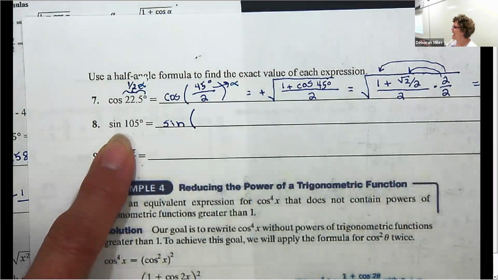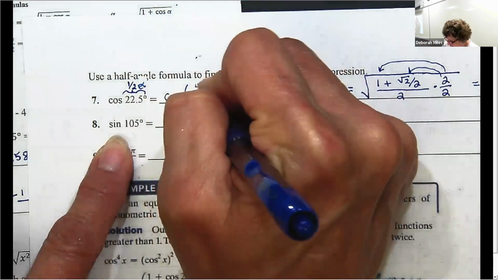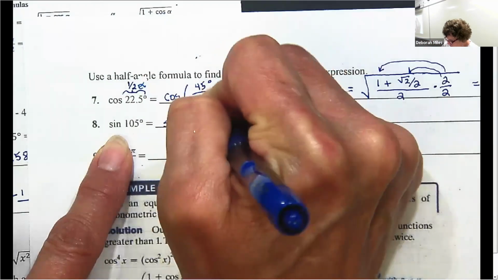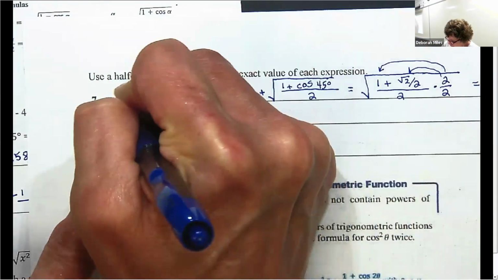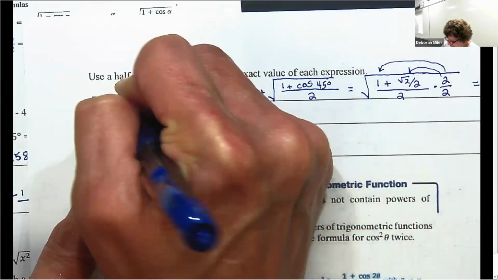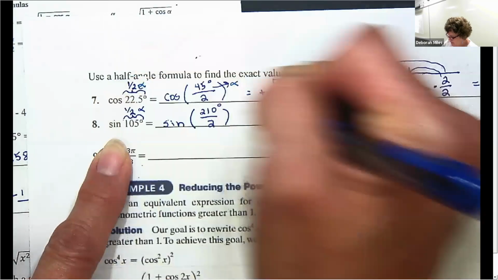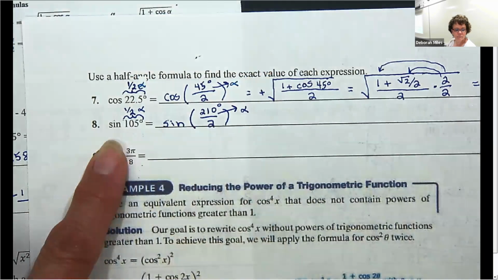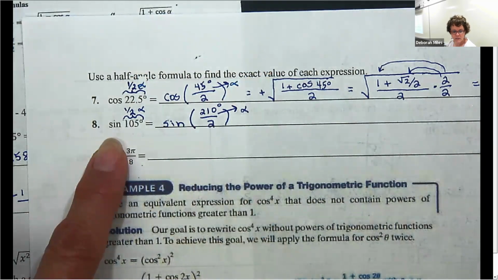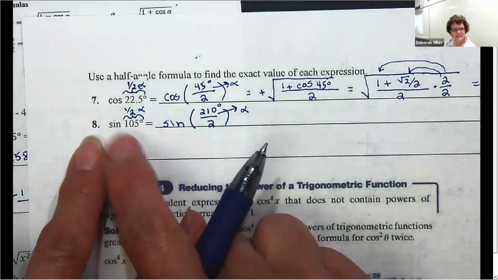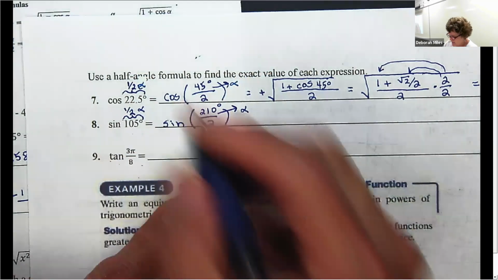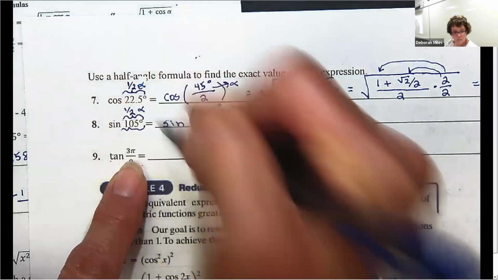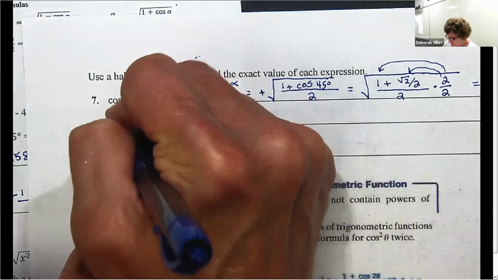You're still giving me half of 105. And yeah, it's half of 210. The 105 is my half alpha. So the 210 is my alpha. Now, what quadrant is 105 degrees in? That's in the second quadrant.